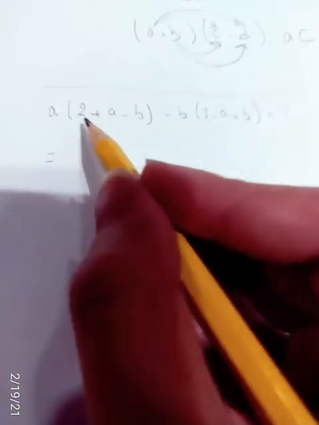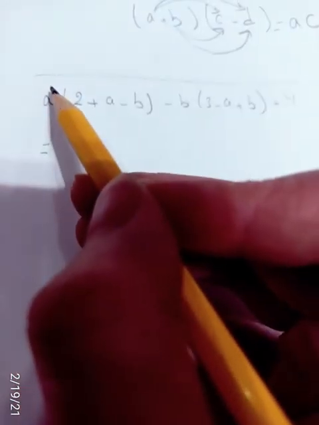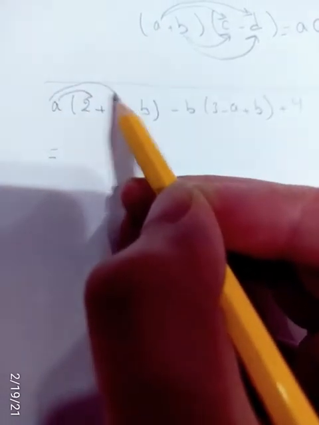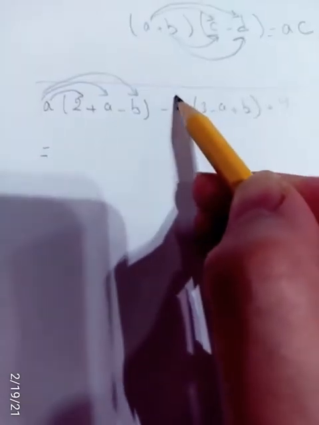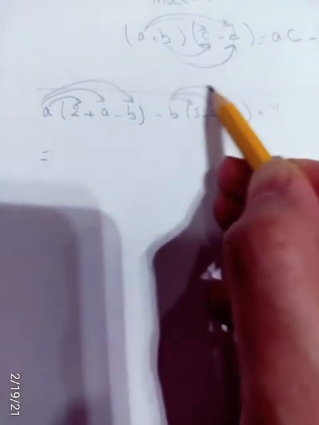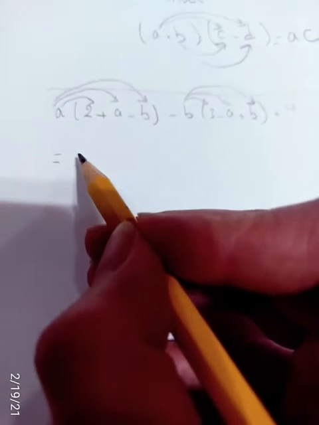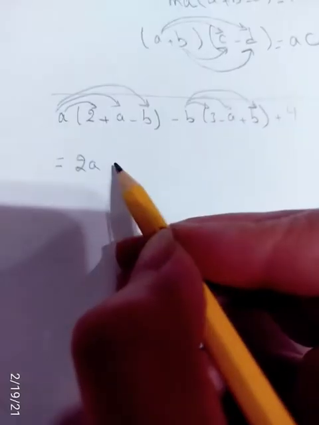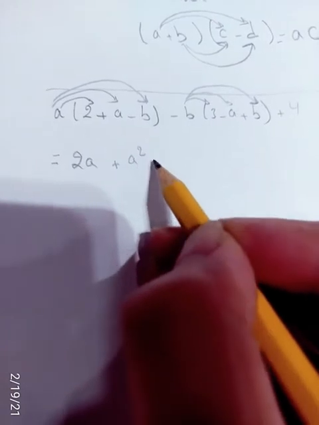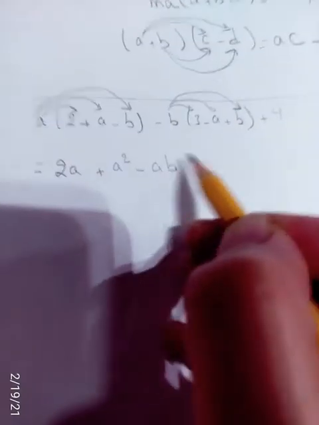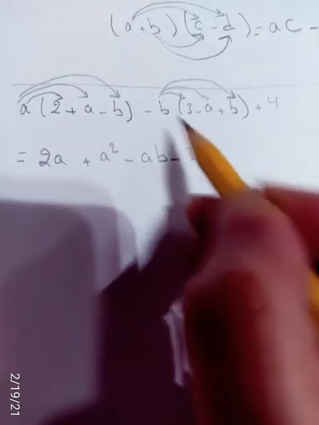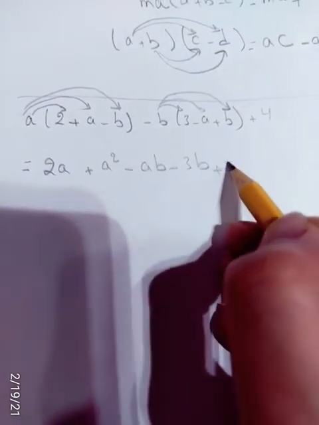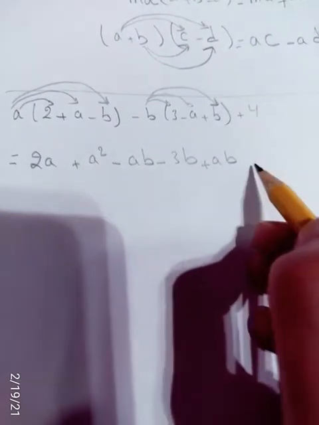Okay, I'll give you this expression to develop. So I have this bracket. Before it I have a term, so this one I multiply by this one. Also here, this one by this one. a times 2, 2a. We always put the number before the letter. a times a, it's a squared. a times b, it's ab. b times 3, it's 3b. Minus b times minus a, plus ab. Minus b times b, it's minus b squared plus 4.